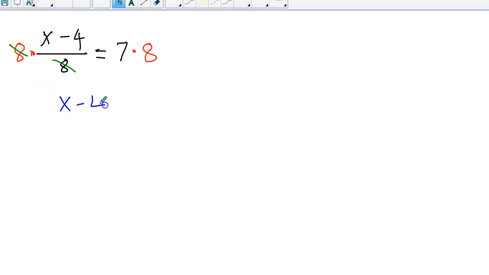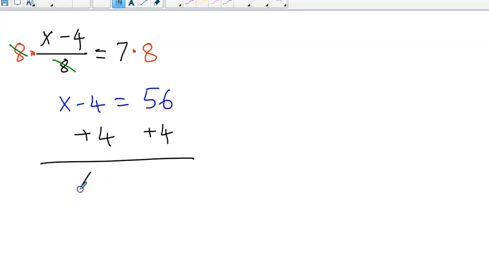I'll write x - 4 = 7 times 8, which is 56. Now we are almost there. x - 4: I have to get rid of this negative 4, so do the opposite. I'll add 4 on both sides. This gets cancelled, and you are left with 56 plus 4, which is 60. x = 60 is my answer.